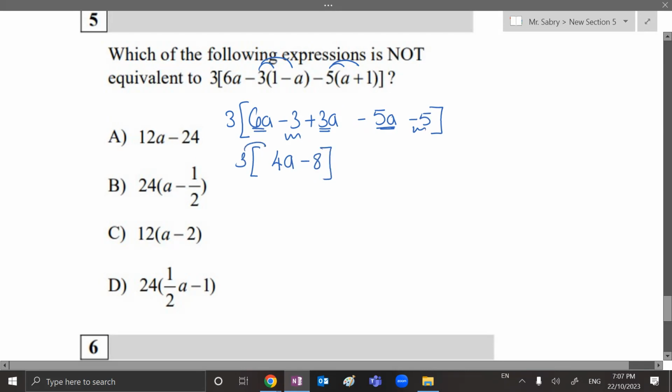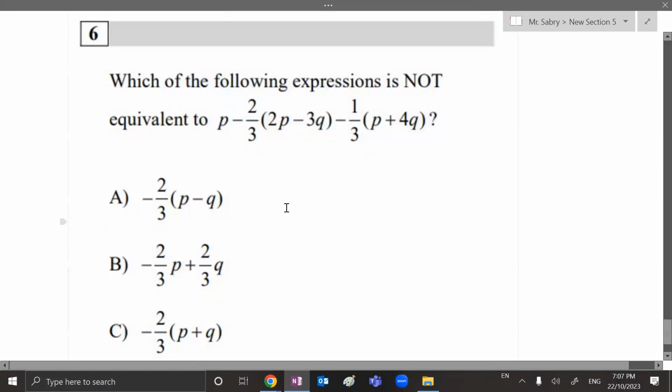The 3 should go in and gets to be multiplied. So that's 12a minus 24. When you look at the choices, A is the same. When you look at choice B, 24 times a will get me 24a, and 24 times negative half will get me negative 12. This is not equal to this, so B is the correct choice. Are we clear?